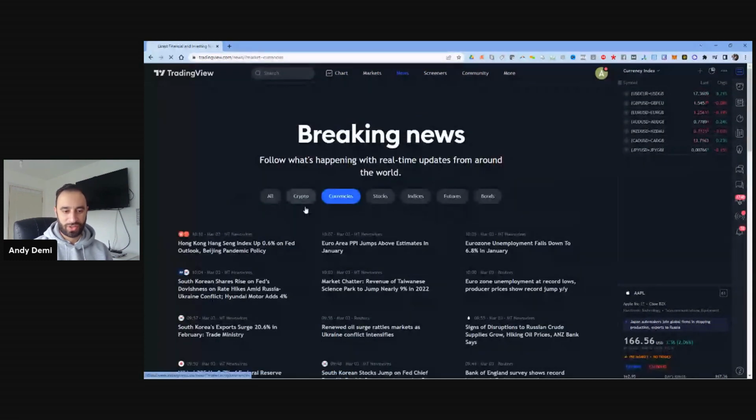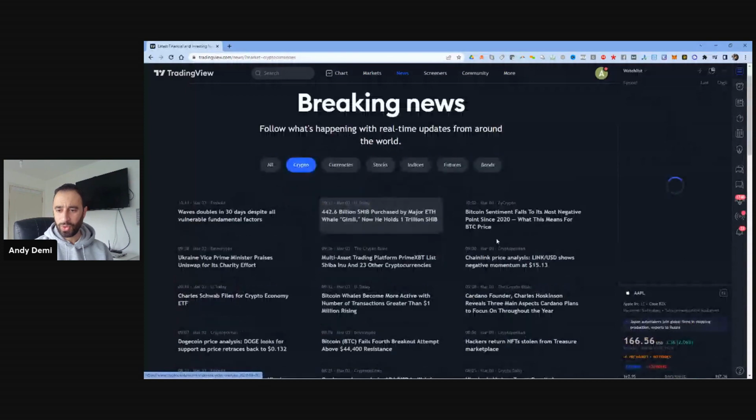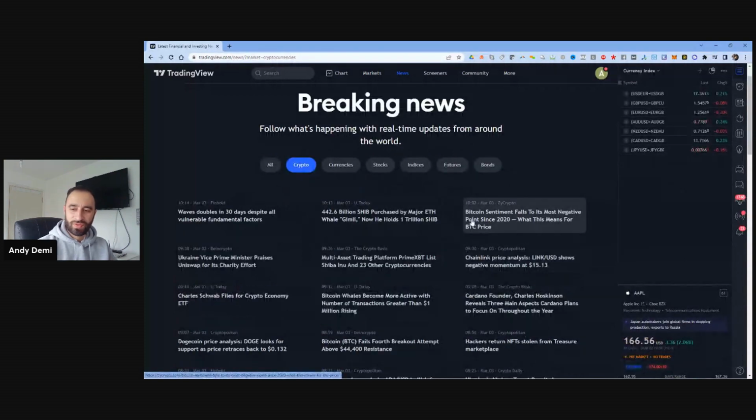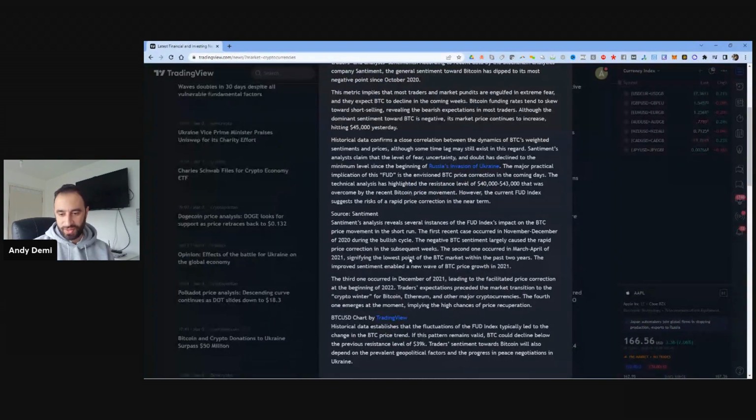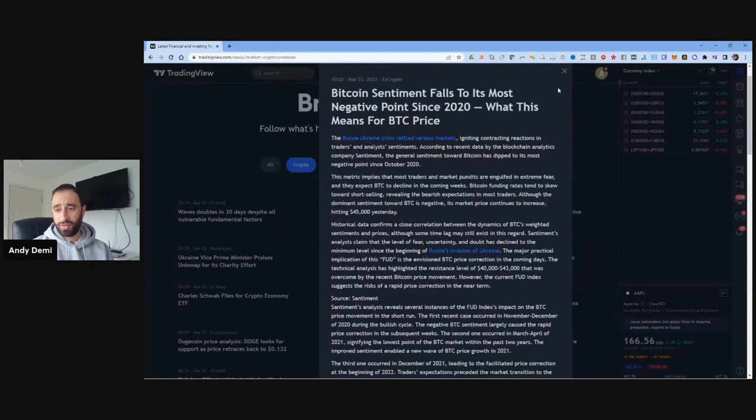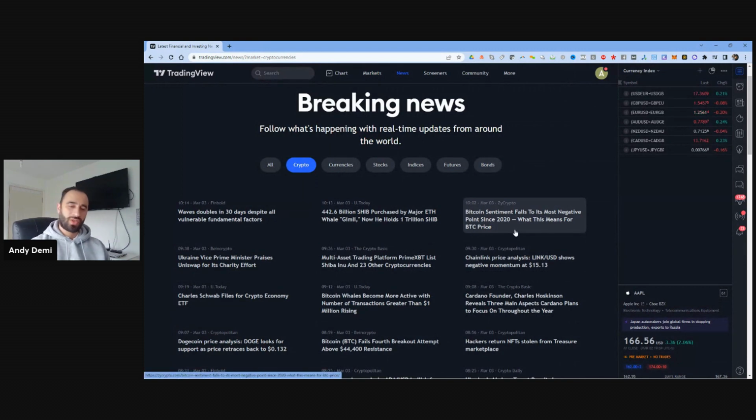And you can go to cryptos and have a little look, and maybe identify things that you won't even look at. You can see here, it says Bitcoin sentiment falls to its most negative point since 2020. What this means for BTC price. You can click on that and read to get a bit more of a fundamental view. Now, remember, these are news articles. You're not going to necessarily use them to make a trading decision, but it can give you a little bit of a sense of what's going on in the markets.